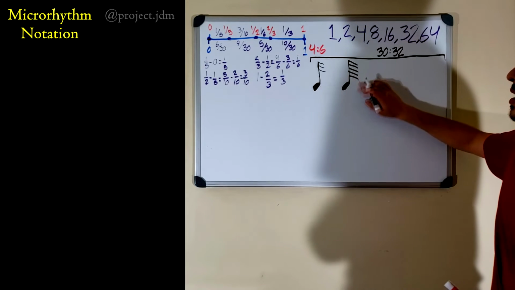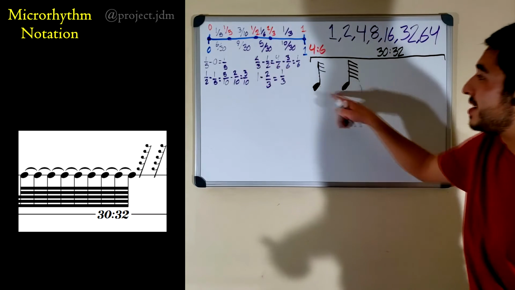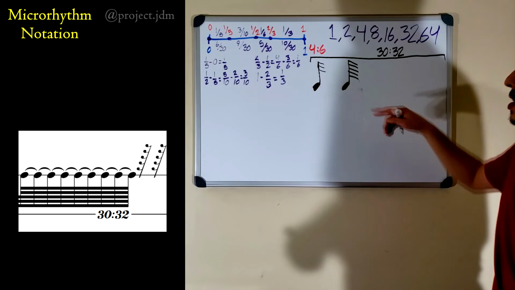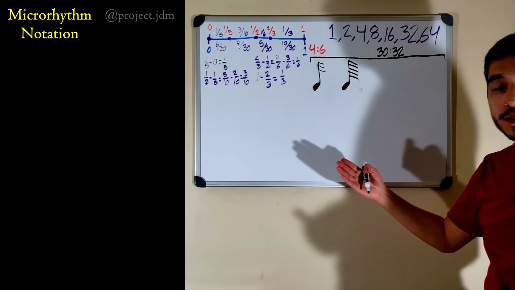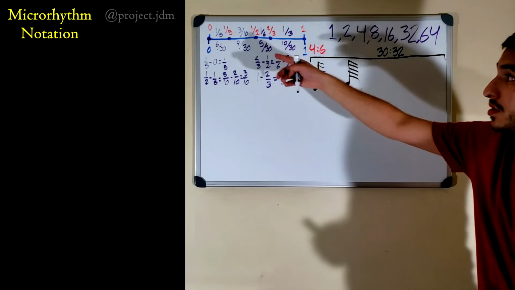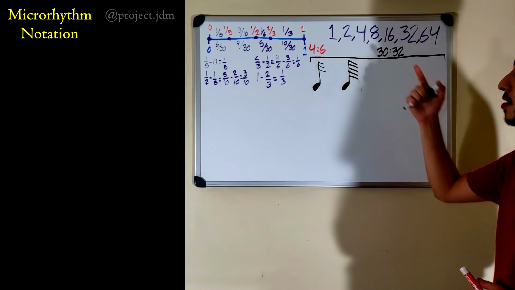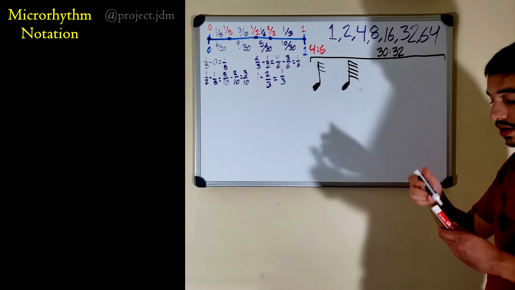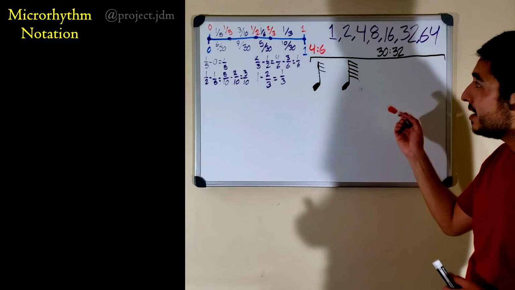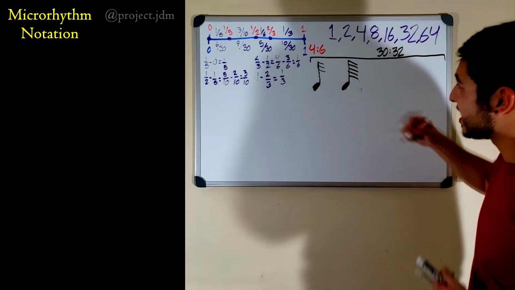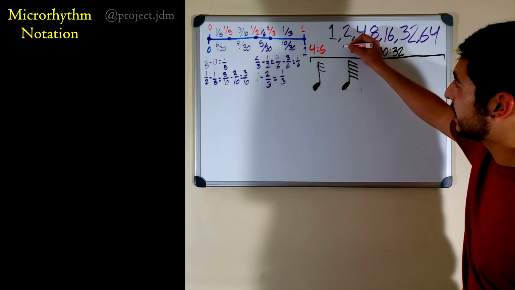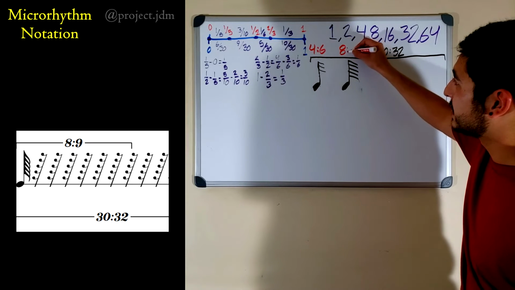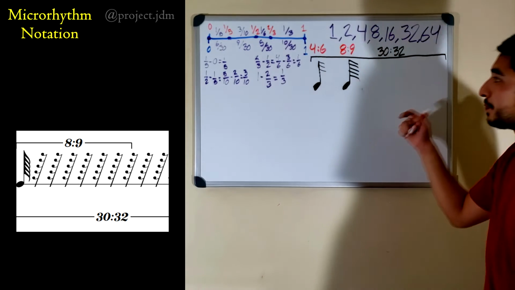And we're saying that in the space of 9 of these guys, we need to fit in some power of 2 that's closest to 9. So our closest power of 2 is 8. So we can say we want 8 of these guys in the same space as 9 of these guys. So we write an 8 against 9 tuplet.